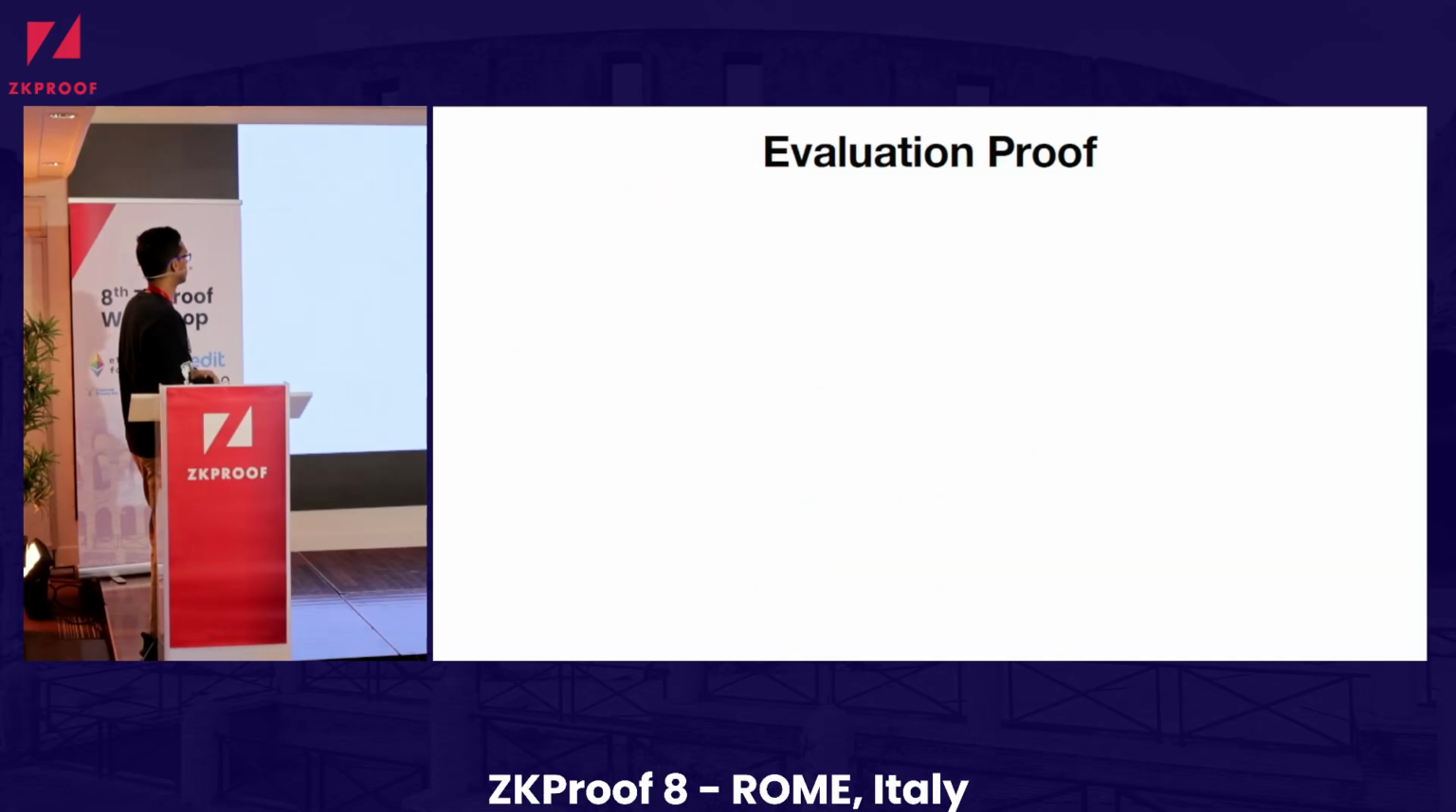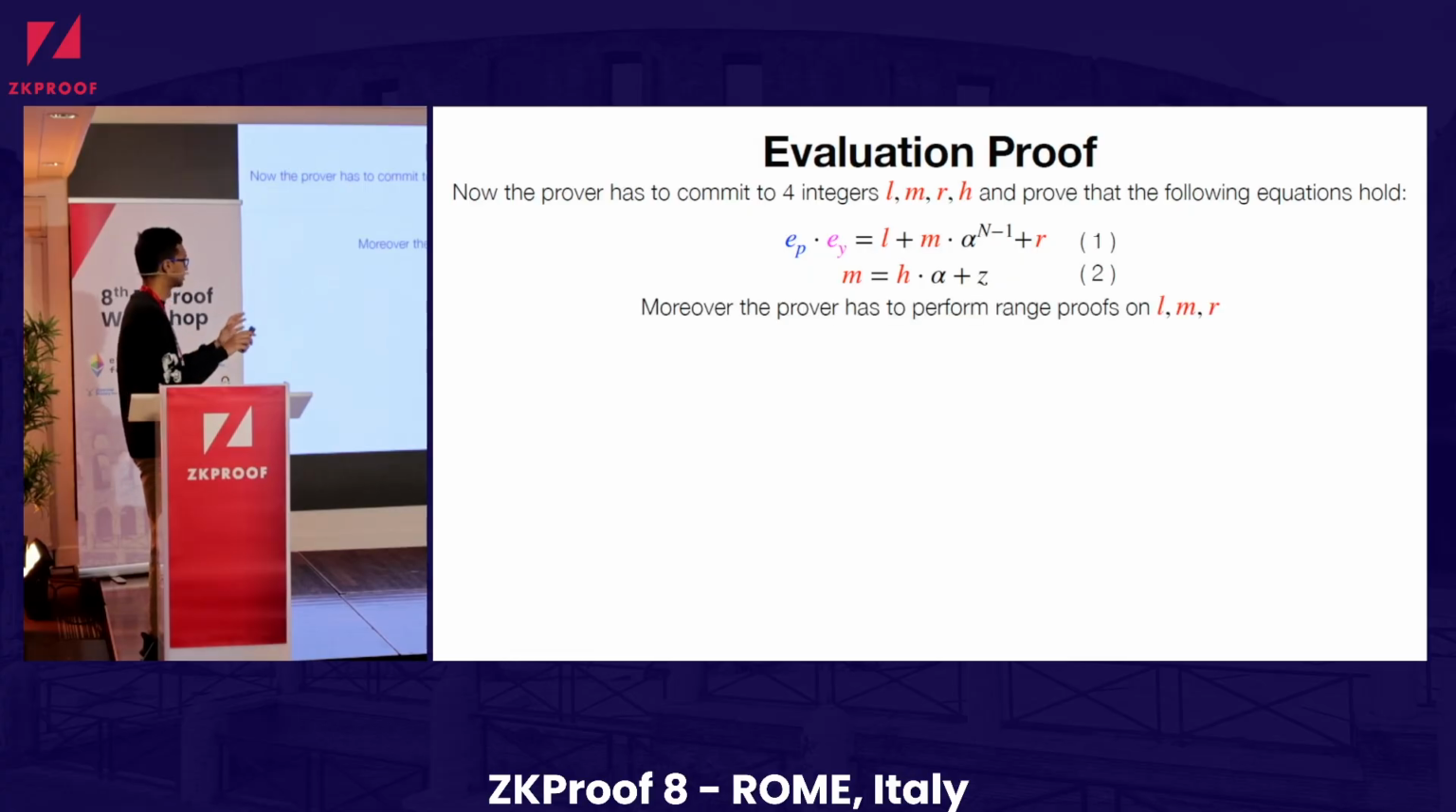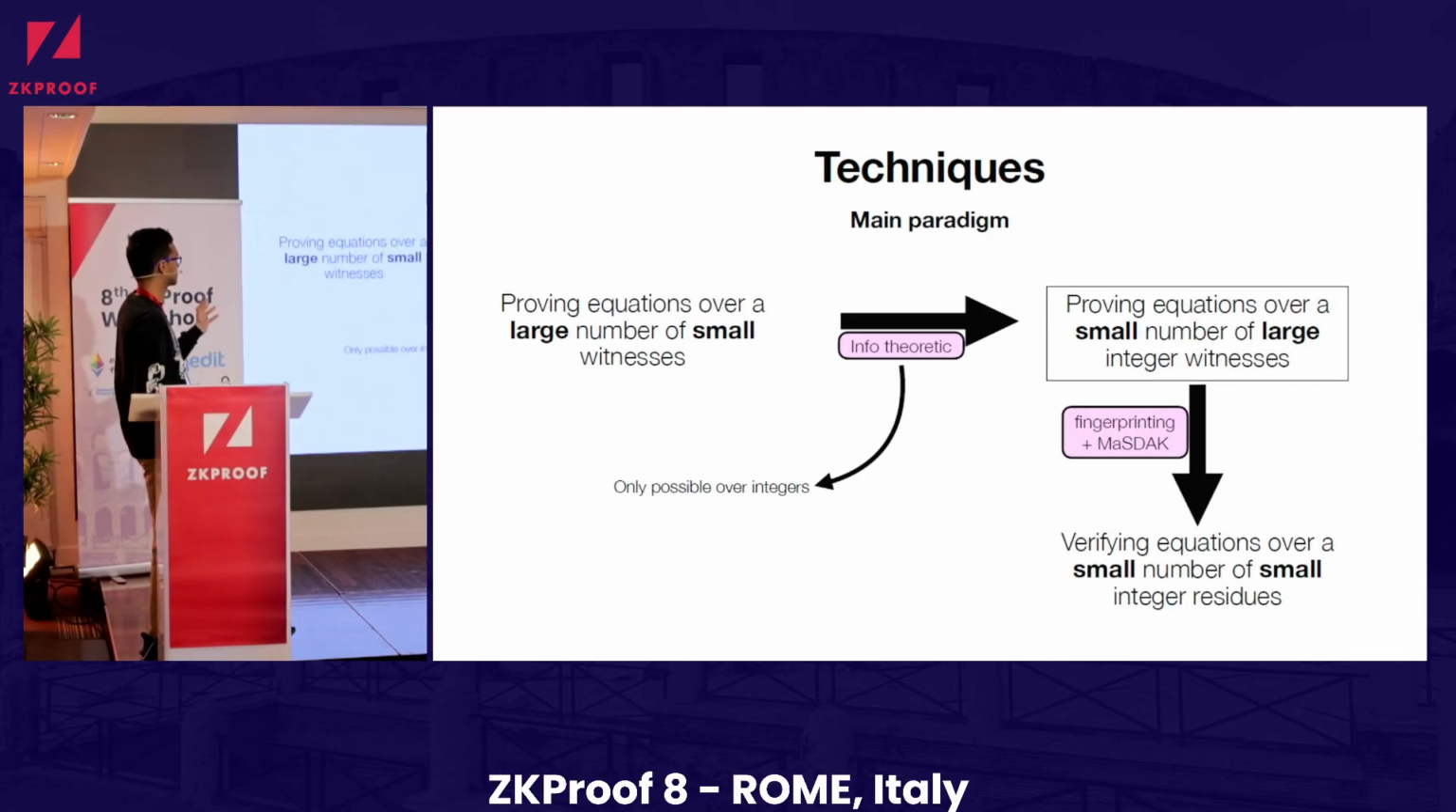And so what does this do? It's saying that the prover is committing to 4 integers, L, M, R, and H, and proving that as long as this equation holds and this equation holds, and some other range proofs hold, I'm skipping over some details, we're good to go. So this does the first part of the paradigm. It's saying, OK, I have a large number of smaller witnesses, and I'm going to reduce that to a small number of large witnesses.